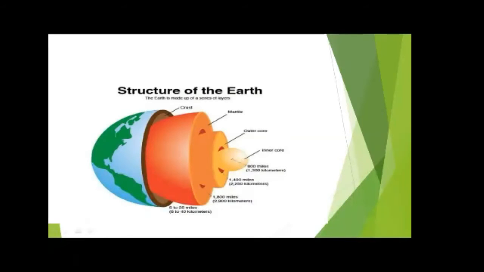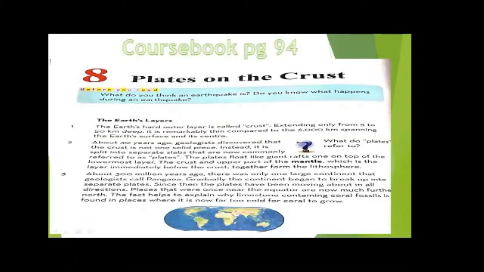Now open up your books to page number 94, the Earth's layers. I'll read the first para and then explain it to you. The Earth's hard outer layer is called crust, extending only from 5 to 50 kilometers deep. It is remarkably thin compared to the 6,000 kilometers spanning the Earth's surface and its center.